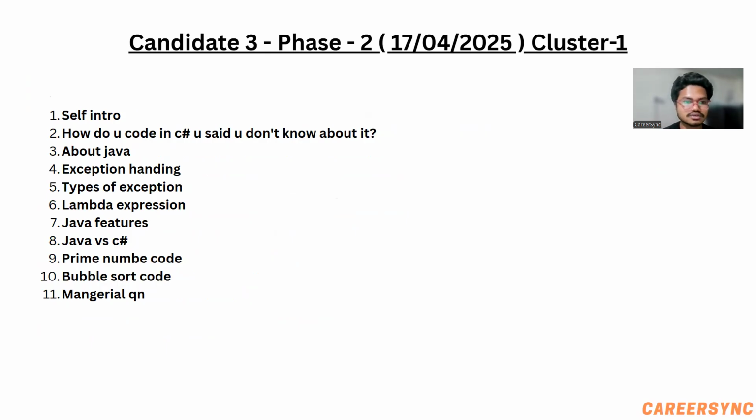Now let's go to cluster 3, I think it's for C Sharp. Self intro. How do you code in C Sharp? If you said you don't know about it, then about Java: exception handling, types of exception, lambda expression, Java features, Java versus C Sharp, prime number code, bubble sort, and managerial questions. So you have to answer each and every question.